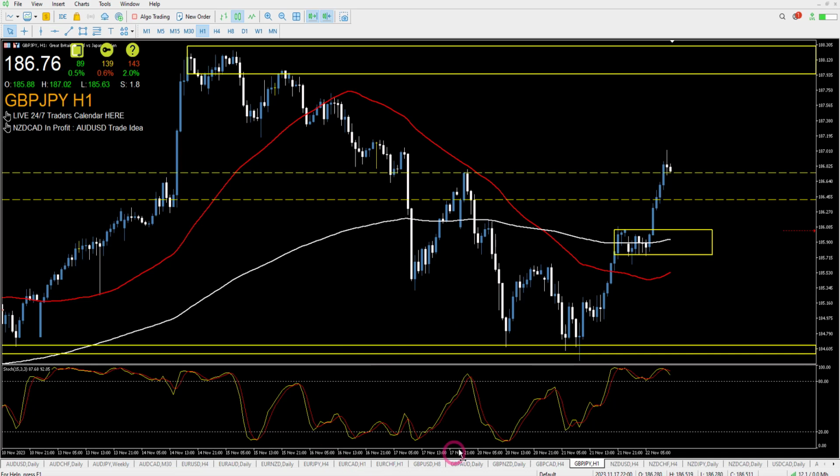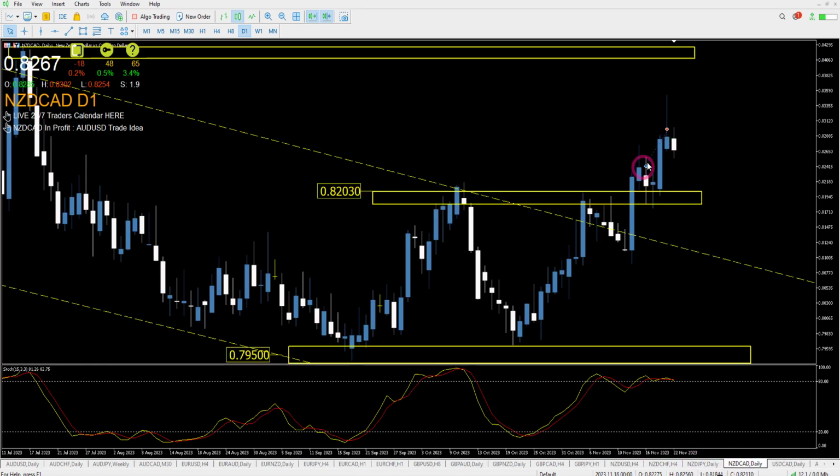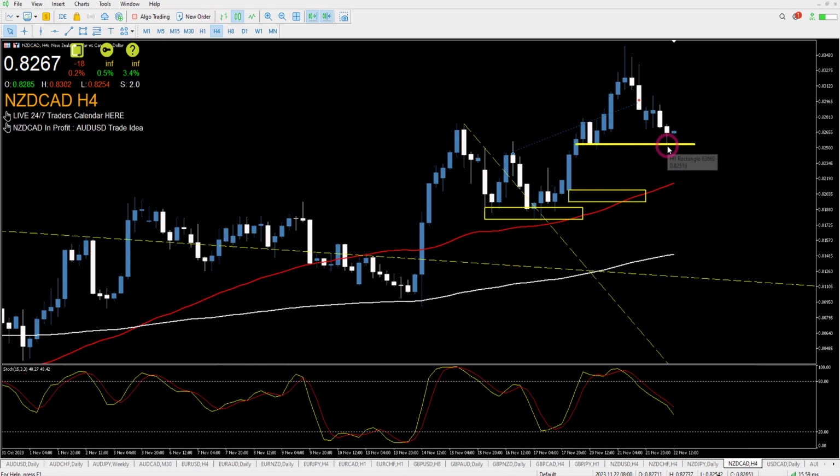Currently we're out of Kiwi CAD now, so if you haven't got out of it, maybe consider looking at your options here. We are trying to find some support down here, so maybe you can hold it to see if price pushes to the upside. That's completely up to you.